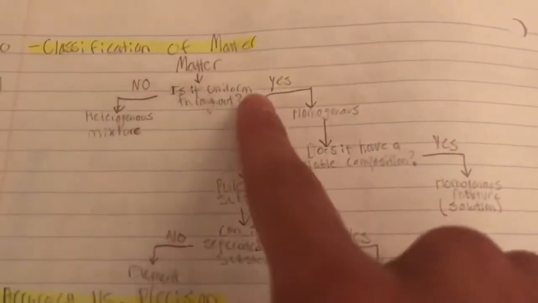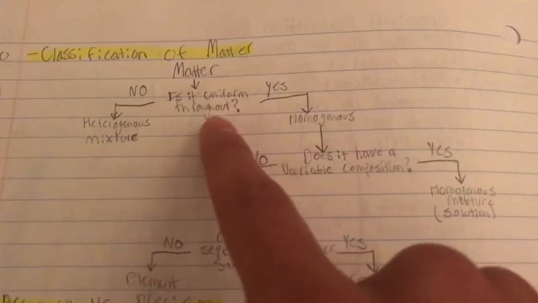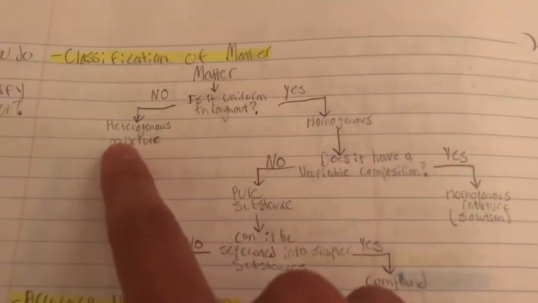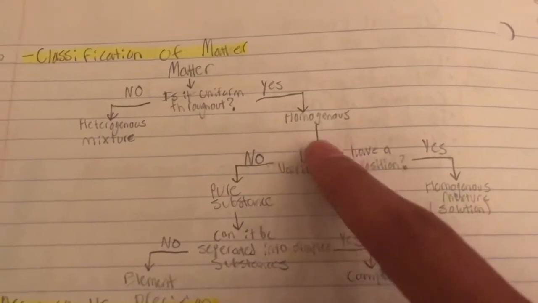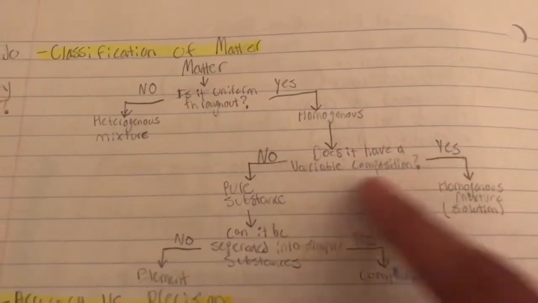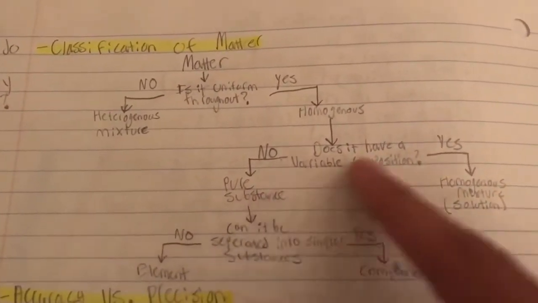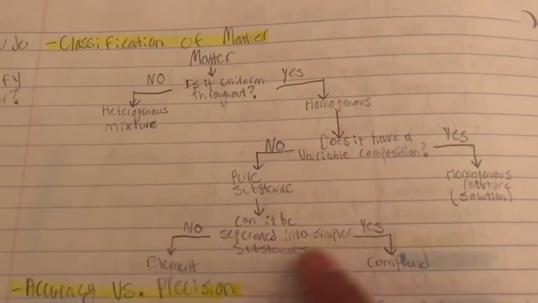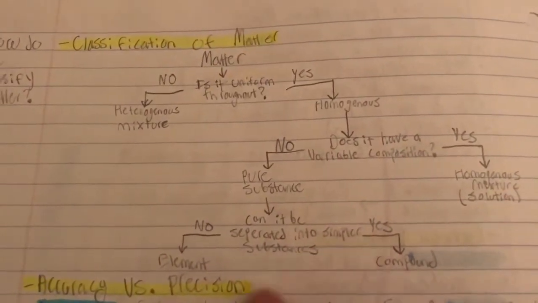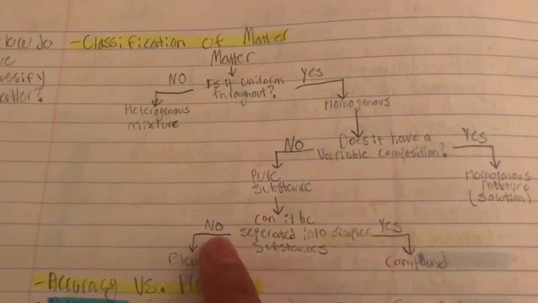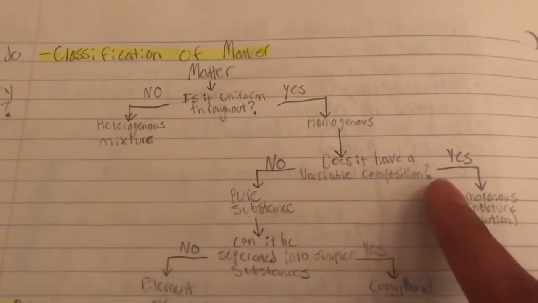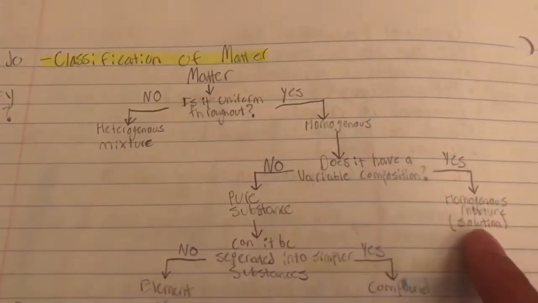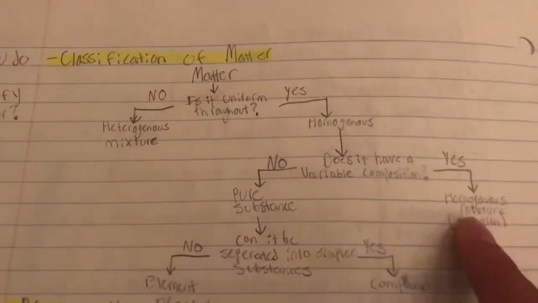Classification of matter. Is it uniform throughout? No, it's a heterogeneous mixture. Yes, it's homogeneous. Does a homogeneous have a variable composition? No, it's a pure substance. Can it be separated into simpler substances? No, it's an element. Yes, it's a compound. Well, over here, does it have a variable composition? Yes, then it's a homogeneous mixture, a solution.